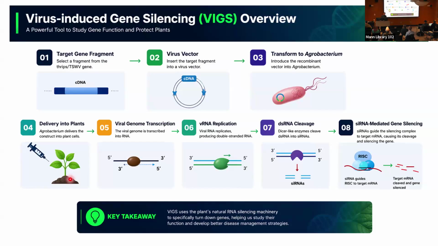And the idea here is as the virus replicates, the first key step in that is the formation of double-stranded RNA, which is detected by the host cellular machinery using dicer-like enzymes, and that degrades this double-stranded RNA into small interfering RNAs. Then that leads to the binding of these siRNAs into RISC, or silencing complex, and that leads to the degradation of target mRNA. What we are degrading here is the thrips or tomato spotted wilt virus gene or protein.